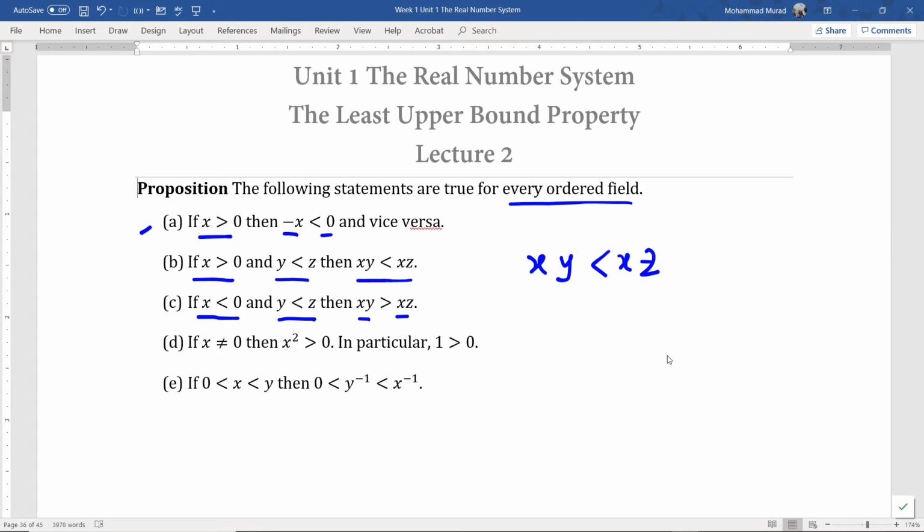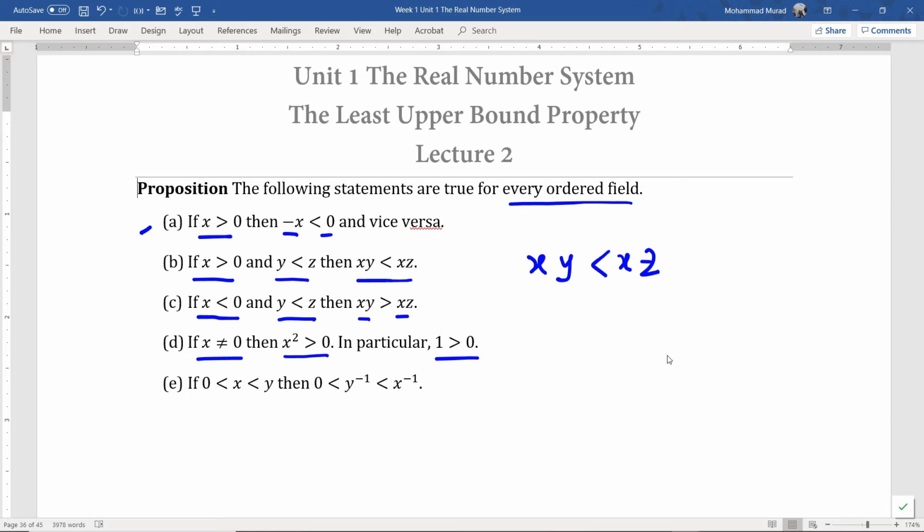D. If x is not equal to 0, then x squared must be positive. In particular, 1 is bigger than 0. In the field axioms, it was not clear whether 1 is bigger or smaller than 0. We assumed that 1 was not equal to 0. But in D, now we confirm that 1 must be greater than 0. The multiplicative identity is greater than the additive identity element.